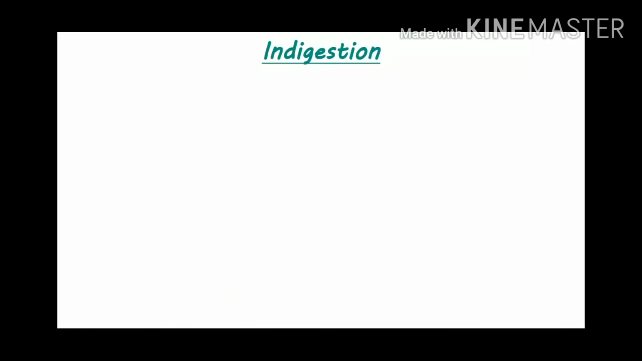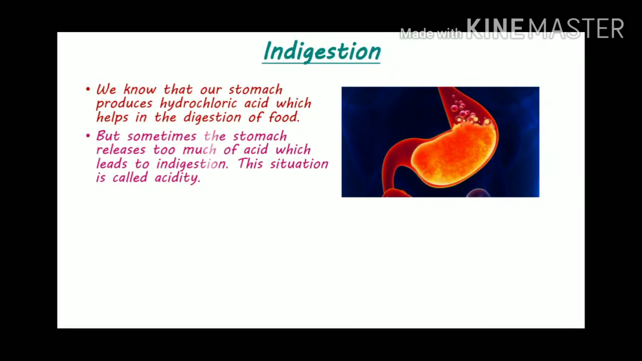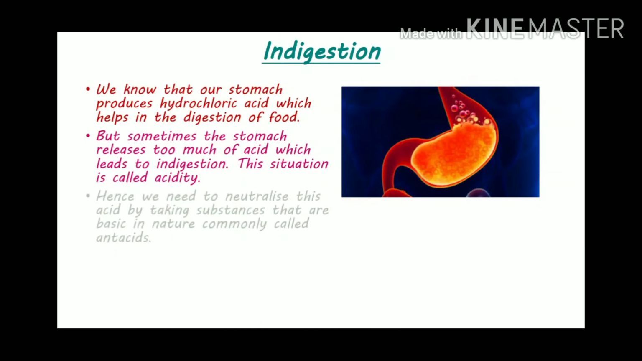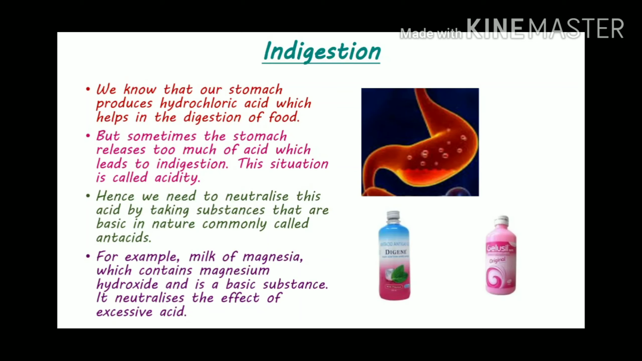Indigestion. We know that our stomach produces hydrochloric acid, which helps in the digestion of food. But sometimes the stomach releases too much acid, which leads to indigestion. This situation is called acidity. Hence, we need to neutralize this acid by taking substances that are basic in nature, commonly called antacids. For example, milk of magnesia, which contains magnesium hydroxide and is a basic substance. It neutralizes the effect of excessive acid.